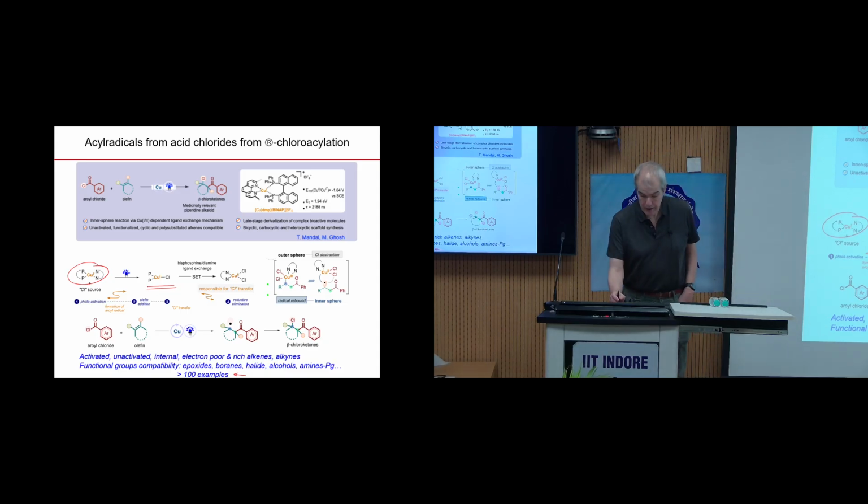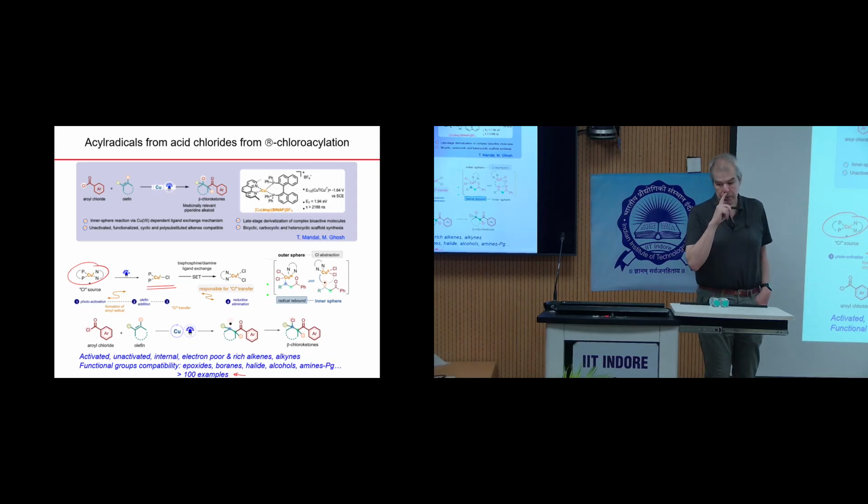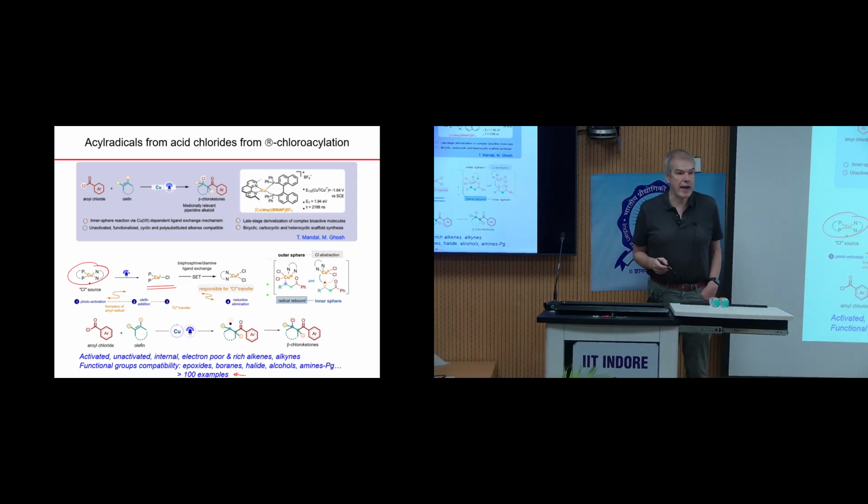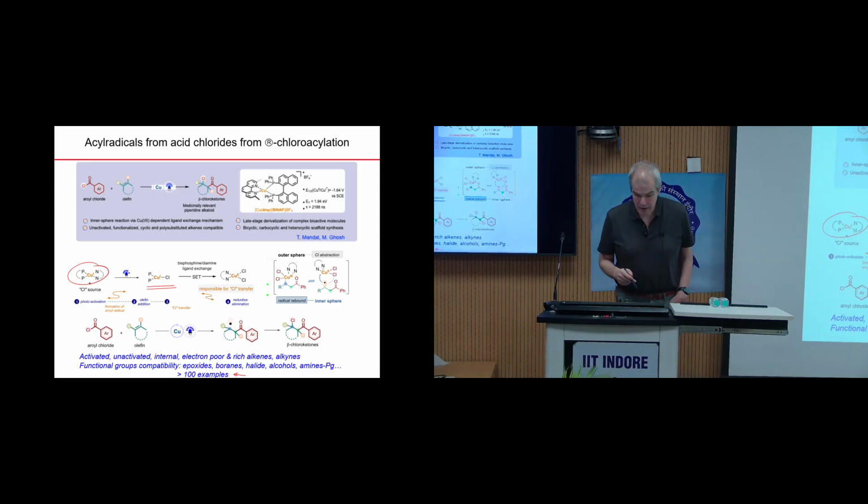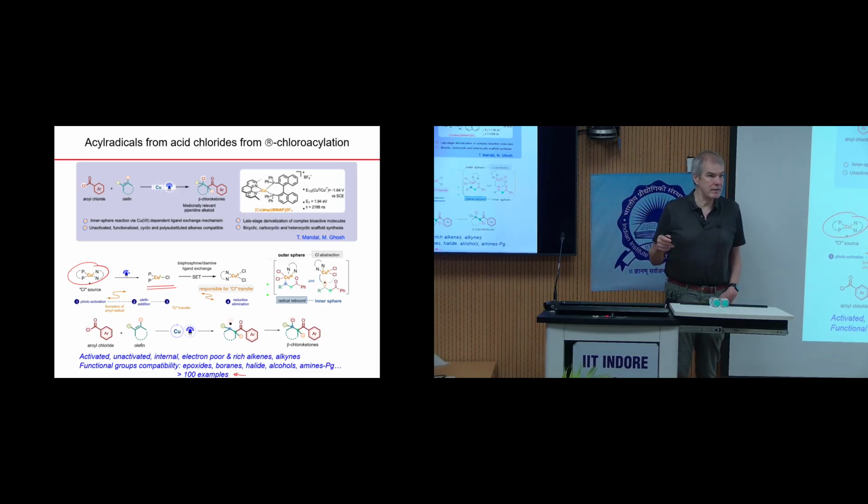And so Mangesh and Tirtha showed that you can have epoxides in your alkenes. You can have boranes in the alkenes, halides, alcohols, amines. So they showed a very, very broad scope. And so indeed, in the end, 100 examples came out. And then the other thing I liked very much is they are both very, very ambitious. And so they had already a good number of examples.